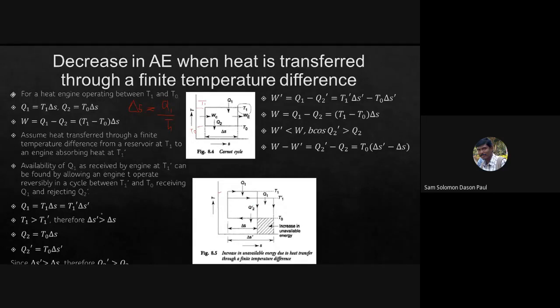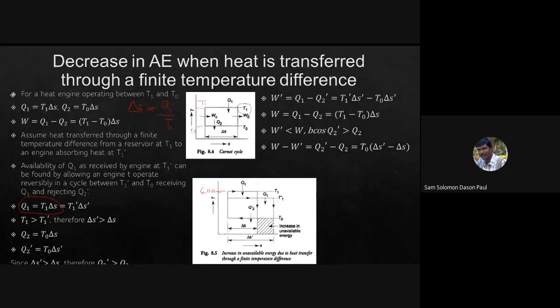Q1 is T1 into delta S, which you are familiar with. We have already seen that Q1 equals T1 into delta S. This is the temperature T1, which we have assumed to be 400 Kelvin, just for an example. So this is 400 Kelvin.